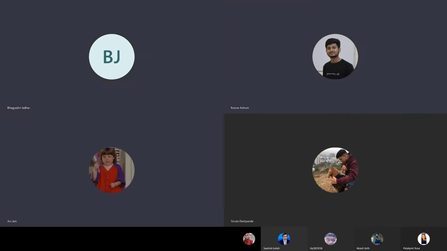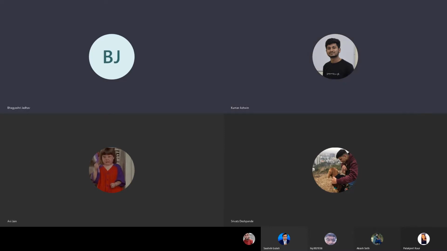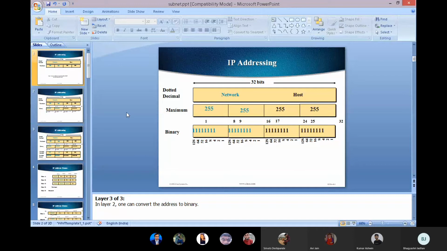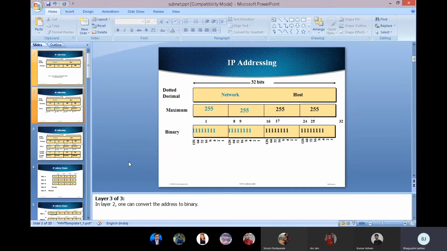Yes, correct. See, this is our IP address. This is maximum 255. This is the maximum IP address. Okay. See, this is an IP address of 32 bits, network ID, host ID, 255, 255, 255, 255. This is the maximum capacity. Then we show it in binary format.